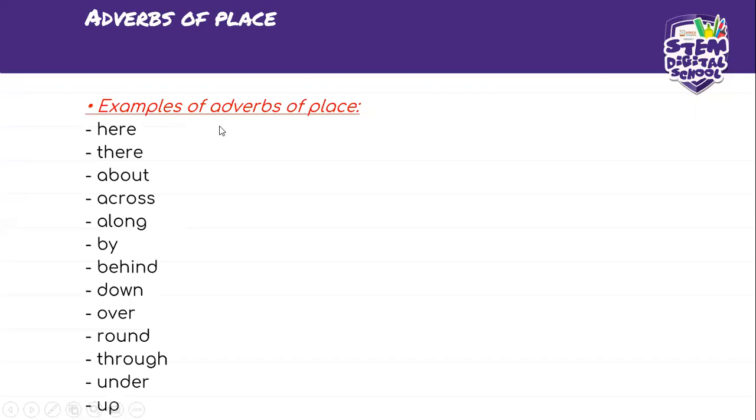Then we still have more examples of the adverbs of place here. Like if you say to a child, sit here, here becomes the adverb of place, because it describes where the sitting should take place. Then we have there. If I say go there, then there becomes our adverb of place, because it tells us where you should be going. It tells us about where the verb go happens.